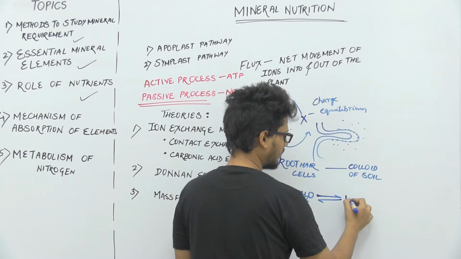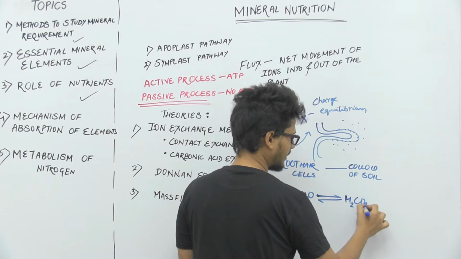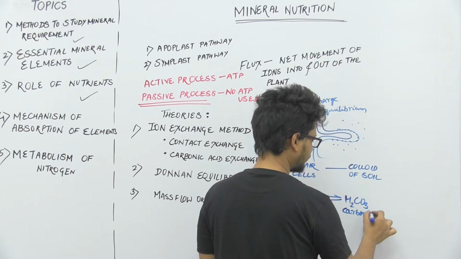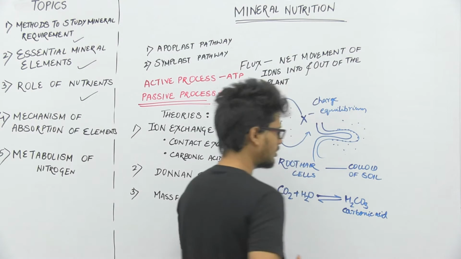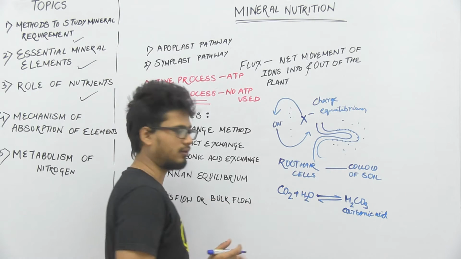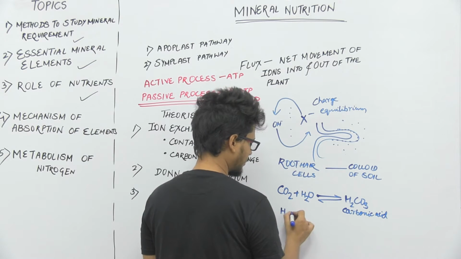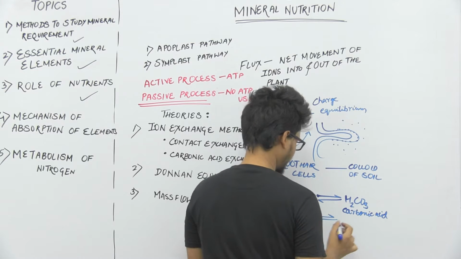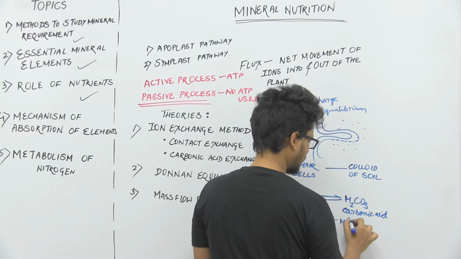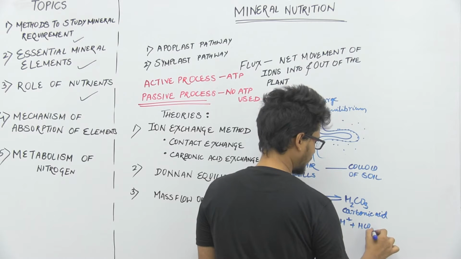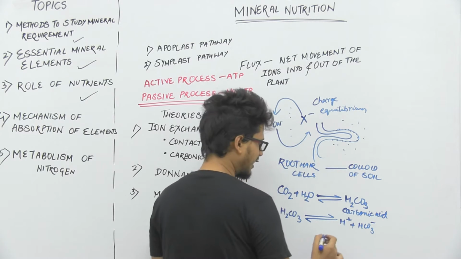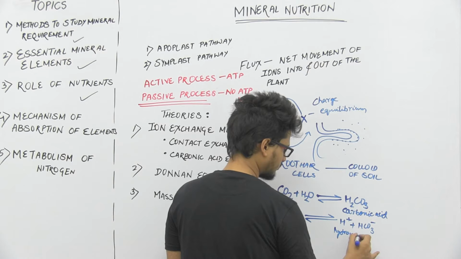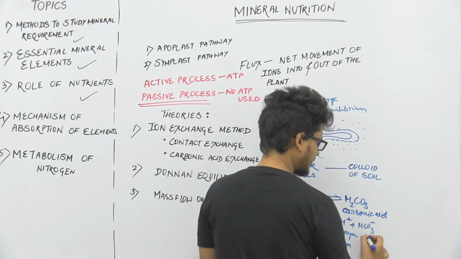They will react to give H2CO3. Now this H2CO3 is also known as carbonic acid. Okay, so ये जो carbonic acid है, it's not the end product till now. Carbonic acid जो है, it will again break down to give H plus and HCO3 minus. This is the hydrogen ion, and this is the bicarbonate ion.